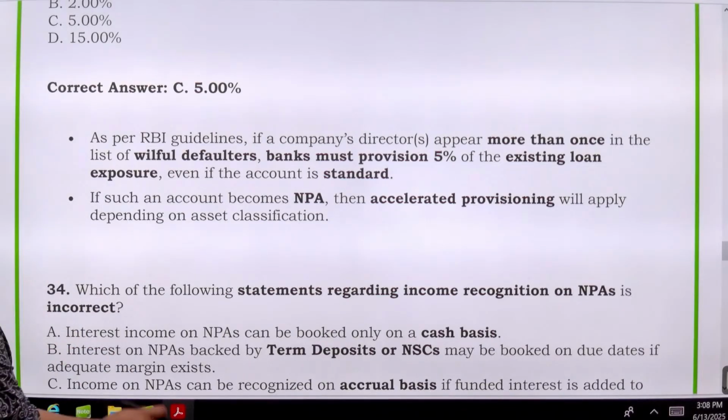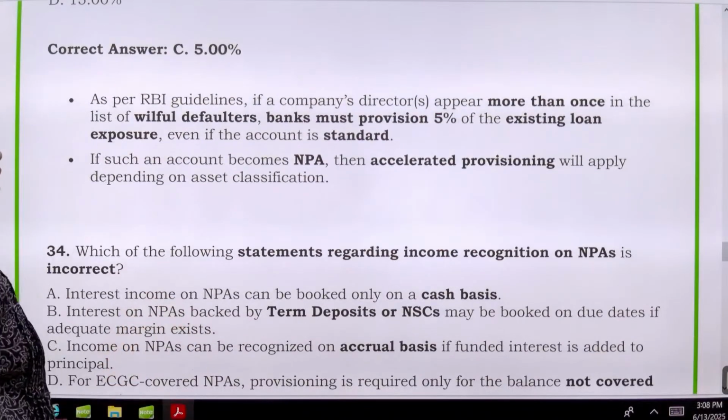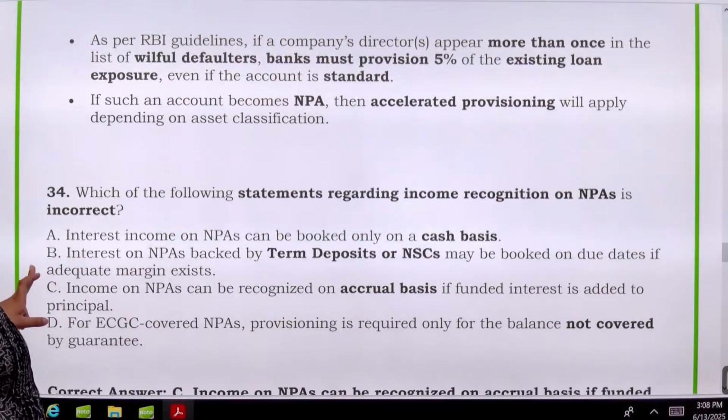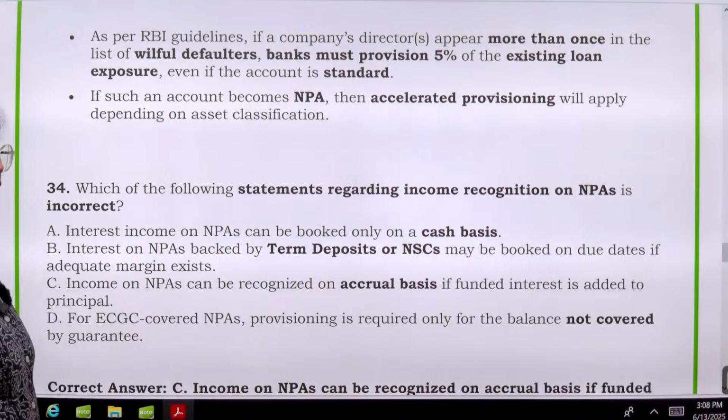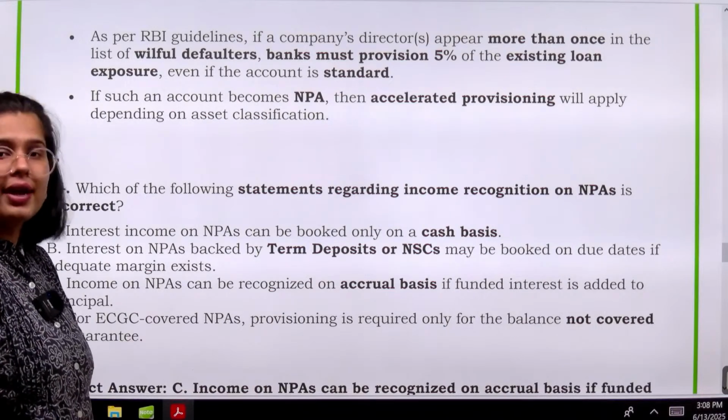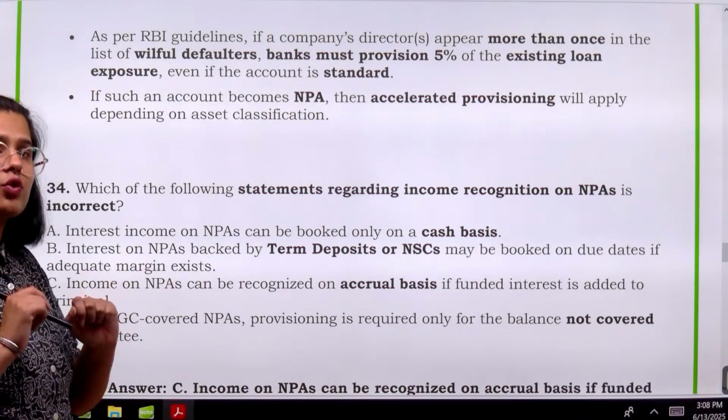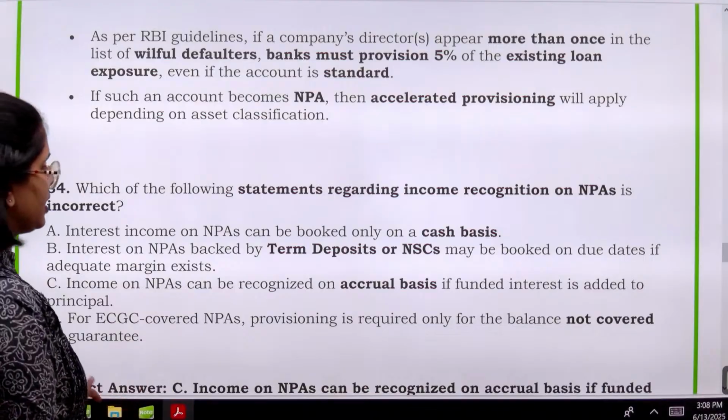Which of the following statements regarding income recognition on NPA is incorrect, right. So, over here you cannot recognize the income on NPAs on accrual basis because it has to be recognized on cash basis. As and when you receive the income, then you have to recognize your income.